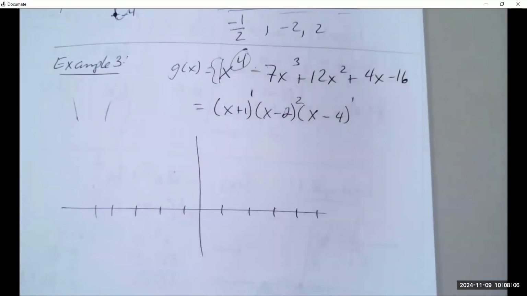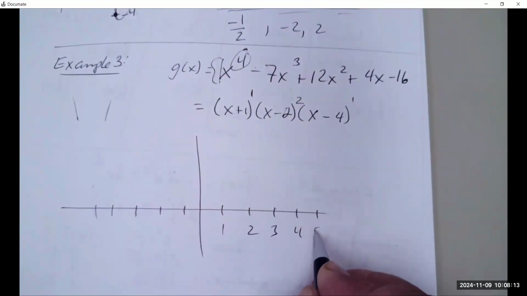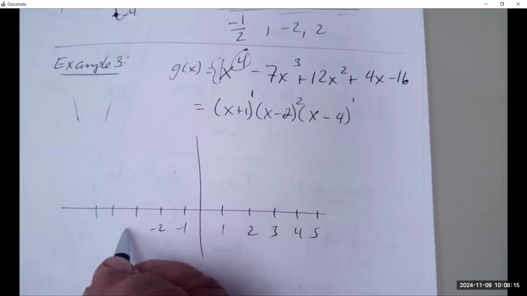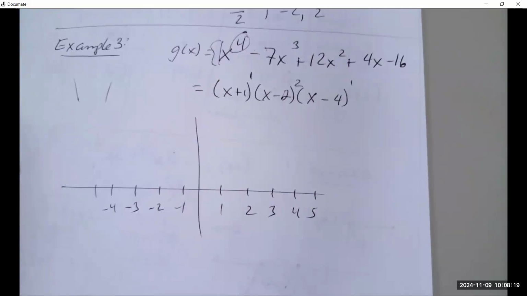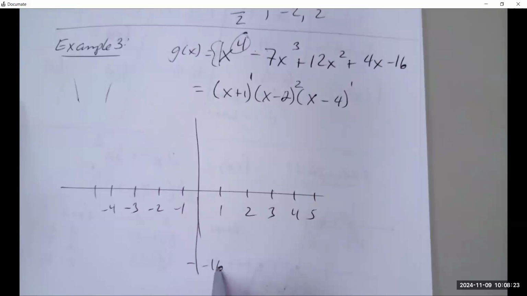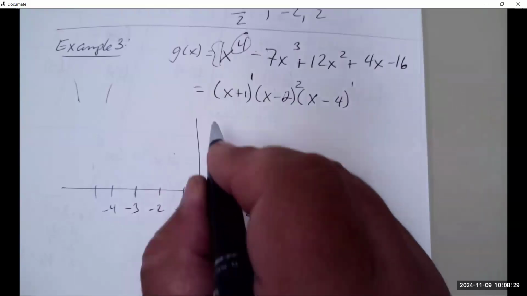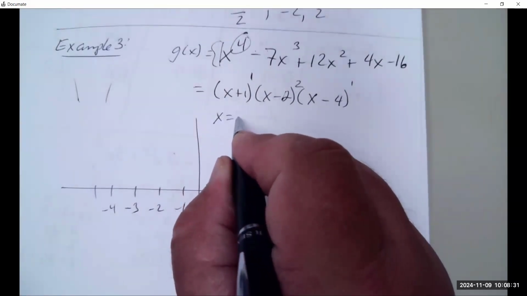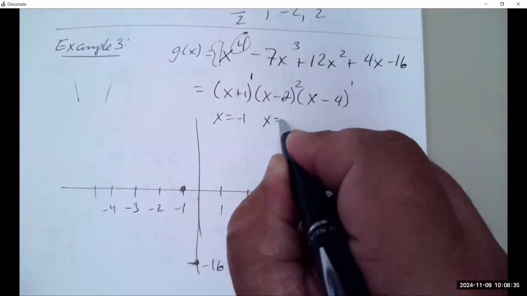If it's even, it's the same direction; if odd, it's different. Now what's my y-intercept? Minus 16, well, negative 16. Exactly. Good job. My zeros are at x equals -1, 2, and 4.